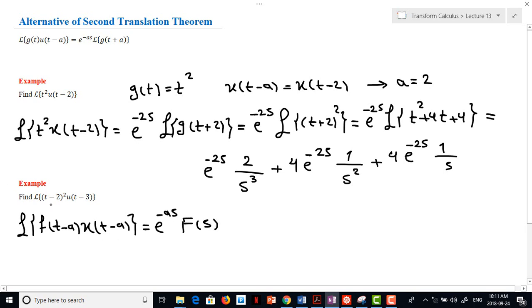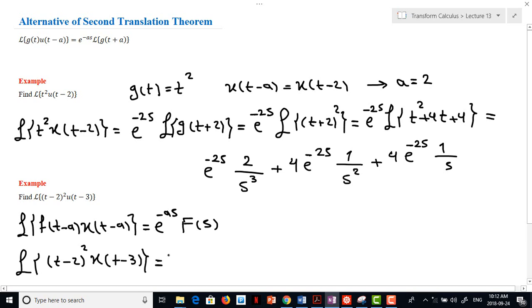But if you compare our example with the second translation theorem, here you have f(t minus a), here you have (t minus 2) squared, here you have u(t minus a), but in the example you have u(t minus 3), we don't have u(t minus 2). As a result, we cannot use the second translation theorem, we have to use the alternative of the second translation theorem. In fact, in our example, we want to find the Laplace transform of (t minus 2) squared u(t minus 3).